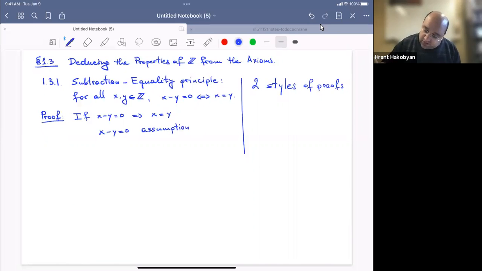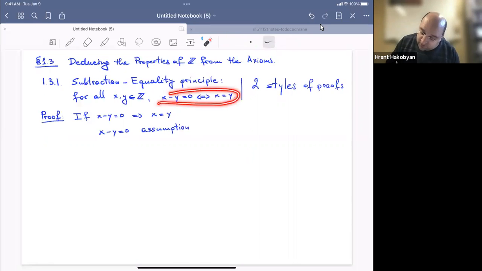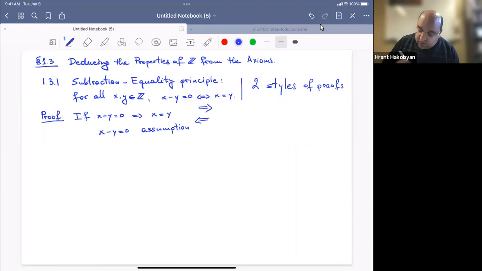Okay, so let's try to show that we have this property that x minus y equals 0 if and only if x equals y. To start with, we should know that really there are two statements we need to show. One of them is the left-hand side implies the right-hand side. So this is often denoted like this, right? So we have one of the implications, and in the other implication, the right-hand side implies the left-hand side. So we would write it like this.